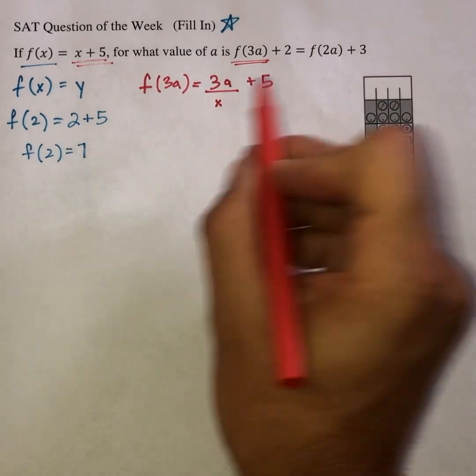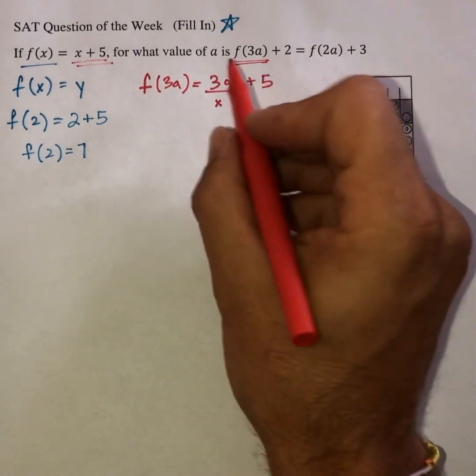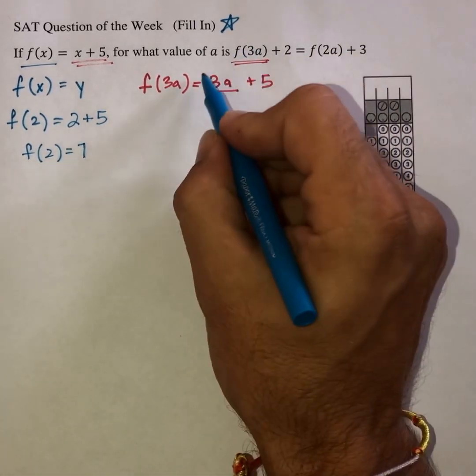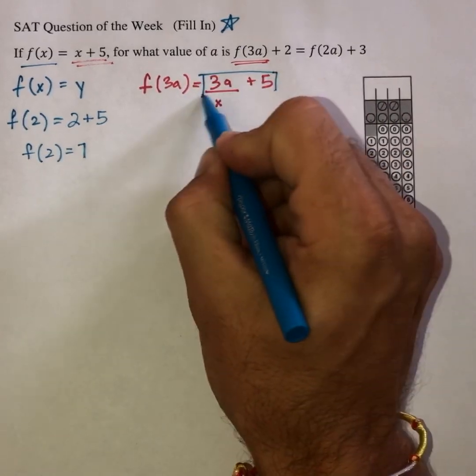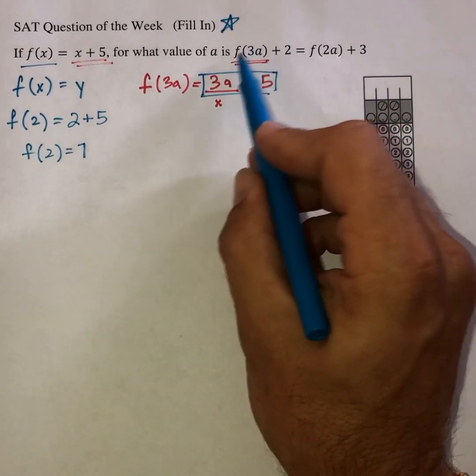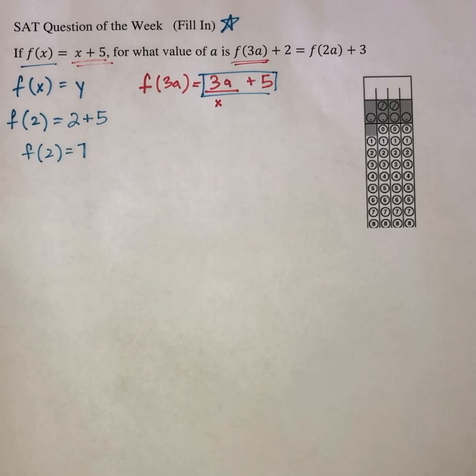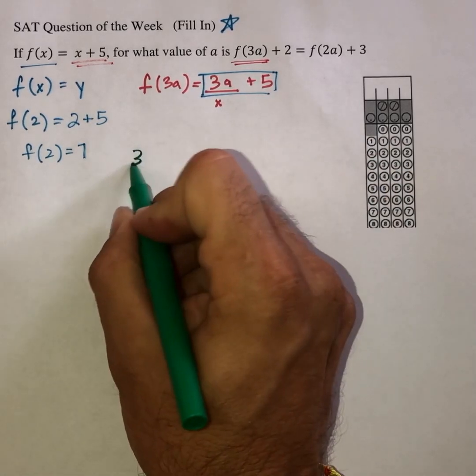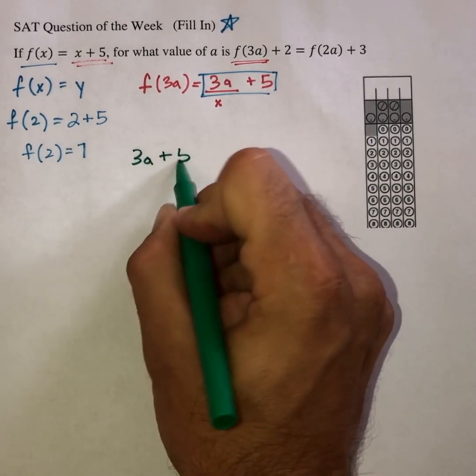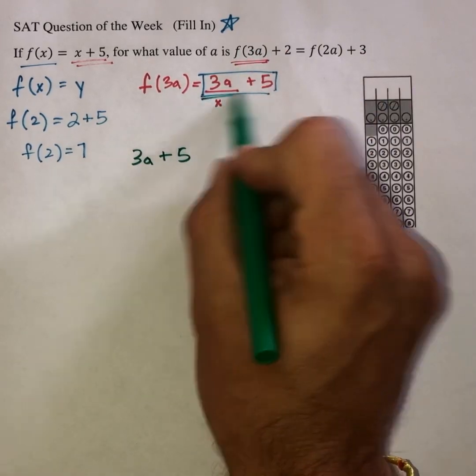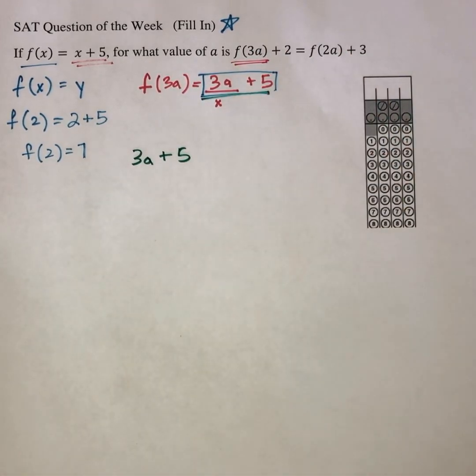Now that means f of 3a is equal to 3a plus 5. So where you have f of 3a, you have to put 3a plus 5. This is what f of 3a is equal to. Same thing for your f of 2a.